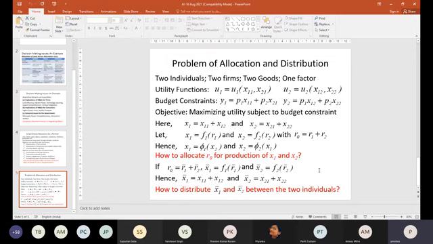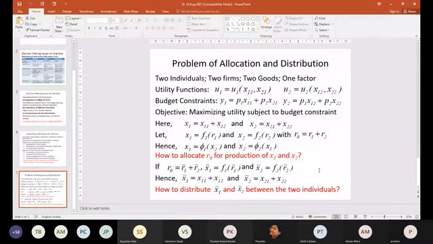Now, here what is happening? If R1 and R2 are decided at R1 bar and R2 bar, then the corresponding production will be given at X1 bar and X2 bar. So if somehow, maybe by the market forces, maybe by the government, the resource is distributed between the two goods or between the two farms as R1 bar and R2 bar, then the production of the two goods would be fixed at X1 bar and X2 bar. Remember, I am assuming here that the technology is given. The technology is not changing. That means X1 bar would now be equal to X11 plus X12, and similarly X2 bar would be equal to X21 plus X22.